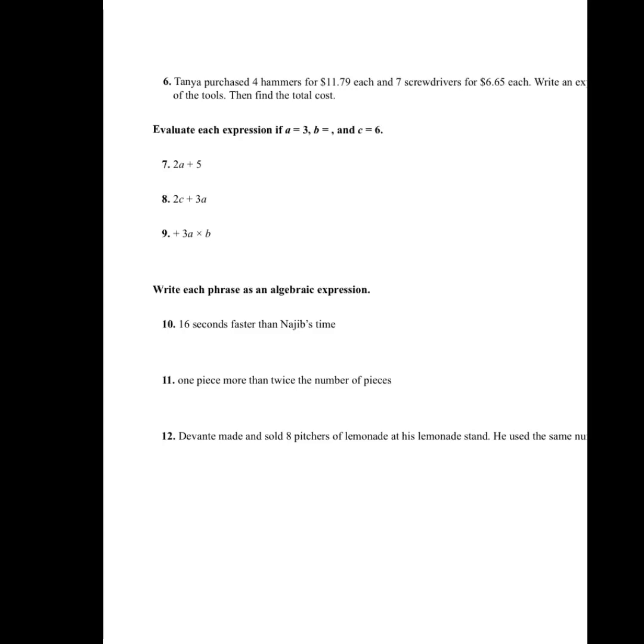For number 9, substituting it in again. Putting the 3 in for the a, and then multiplying it by b, and b is actually 2. It would be 3 times 3, which is 9, times 6, which is 54.